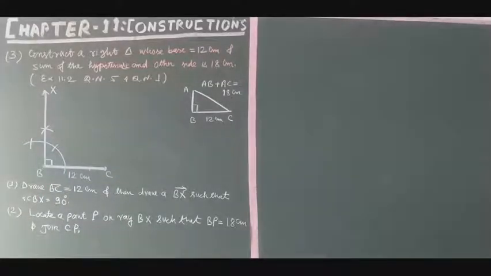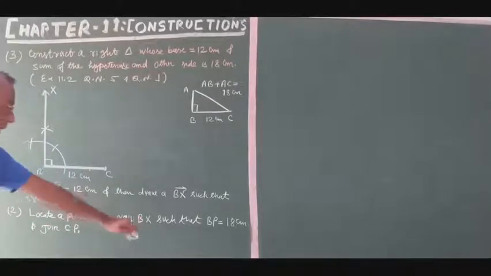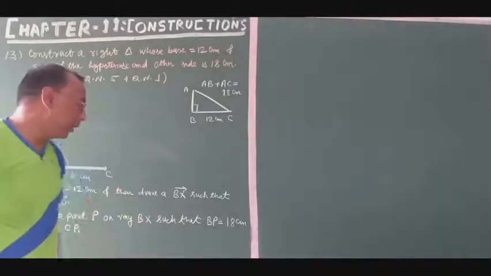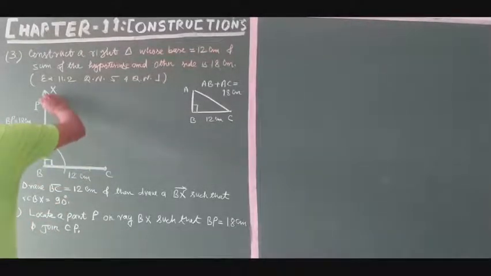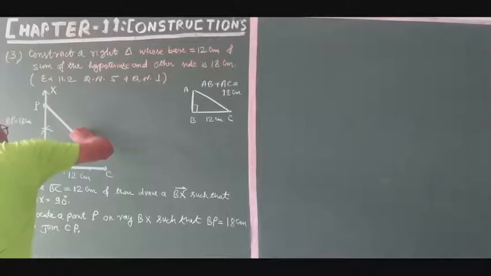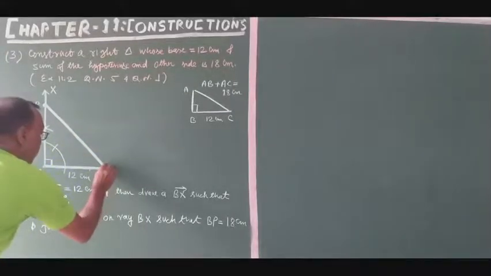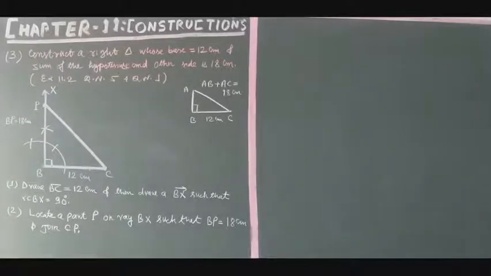Now the next thing, locate a point P on ray BX such that BP is equal to 18 centimeter. Now we will locate a point here on this BX. And how? This BP should be equal to this sum, 18 centimeter. What should be the length of BP? That is 18 centimeter. And join CP, and we will join this CP.